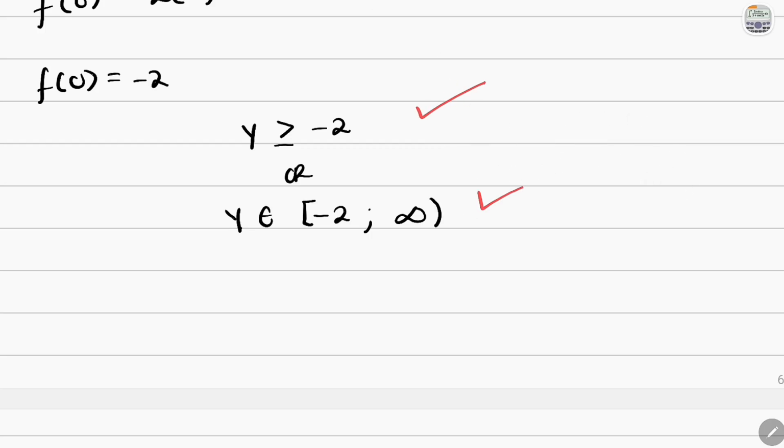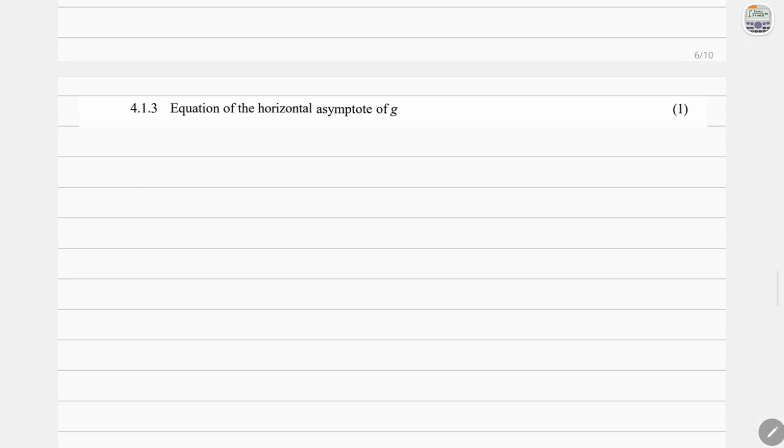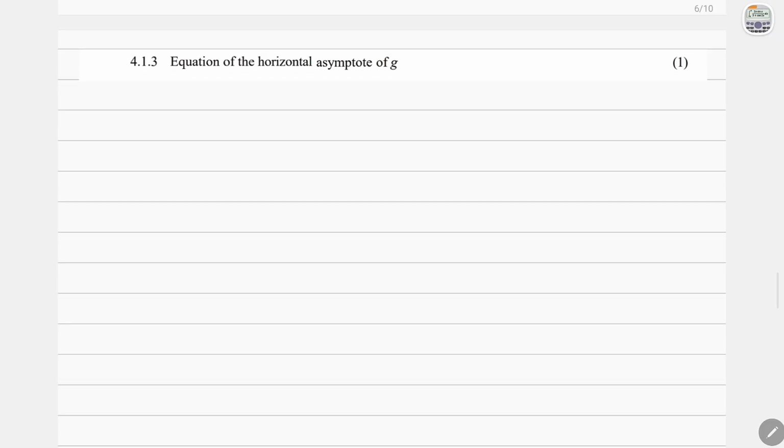You can leave it like this or like that, and it's perfectly fine. Moving on to the next question. The next question says determine the equation or write down the equation of the horizontal asymptote of g.